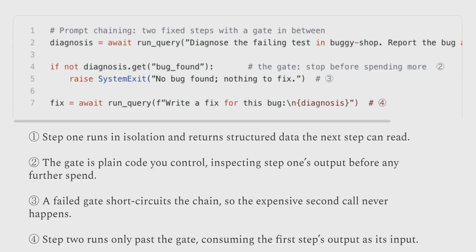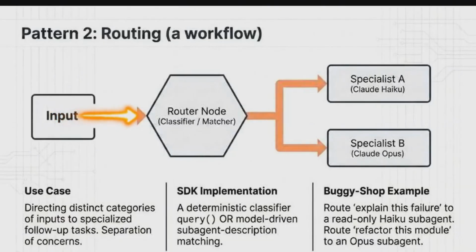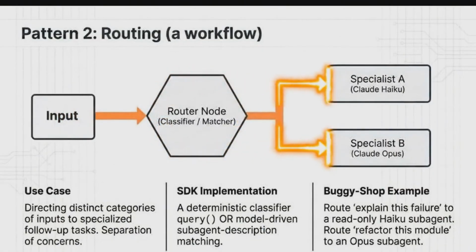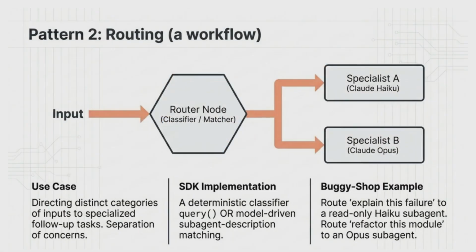Pattern 2, routing. A workflow, routing classifies an input and directs it to a specialized follow-up task. It buys you separation of concerns. A prompt tuned for refunds does not have to also be good at technical support. Use it where there are distinct categories that are better handled separately and where classification can be handled accurately.